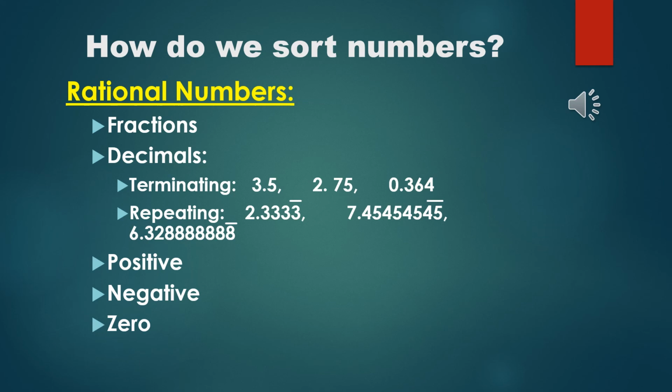The next subset or subcategory in the real number system is called rational numbers. Rational numbers include fractions. It includes terminating and repeating decimals. Remember I said there were 3 kinds of decimals. Terminating and repeating decimals are rational numbers, but non-terminating decimals are not rational numbers. They are real, but not rational. Rational numbers also include positive numbers, negative numbers, and 0.